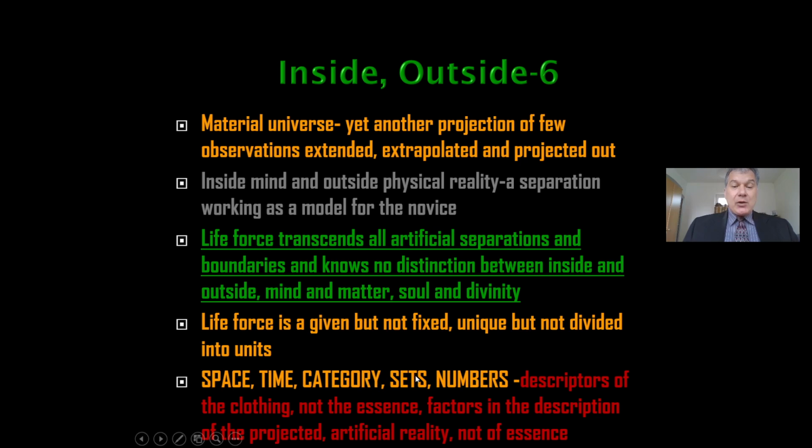Space, time, category, sets, numbers. These are descriptors of the clothing. Okay, a clothing of a person, the surface, hence superficial attention. Okay, not the essence. These are factors in the description of the projected artificial reality, not the essence of reality. These are tools that you use, which then you will need to transcend at a certain stage of development.